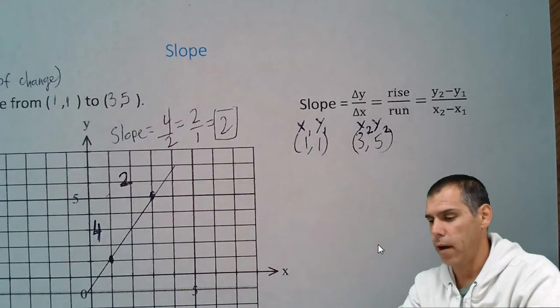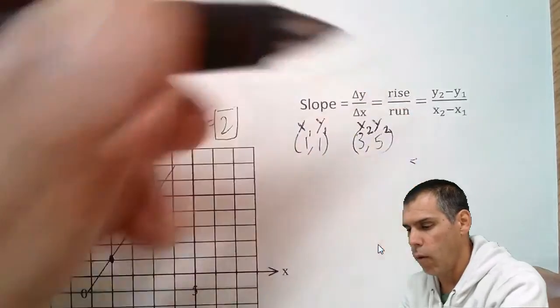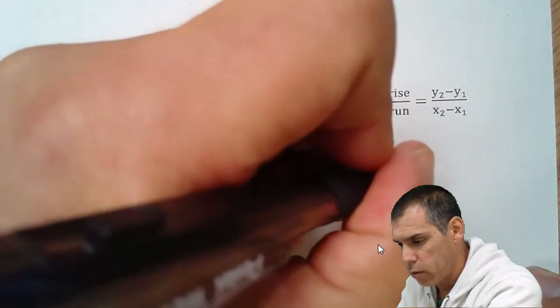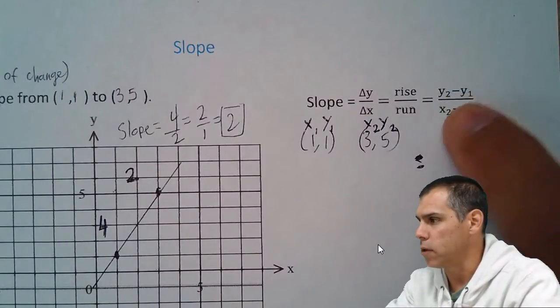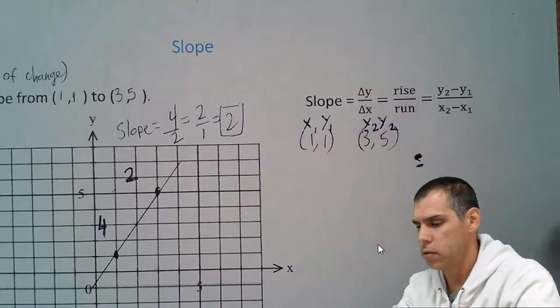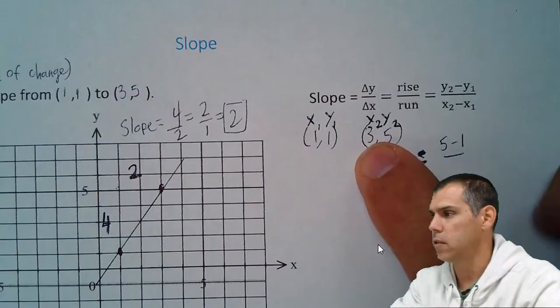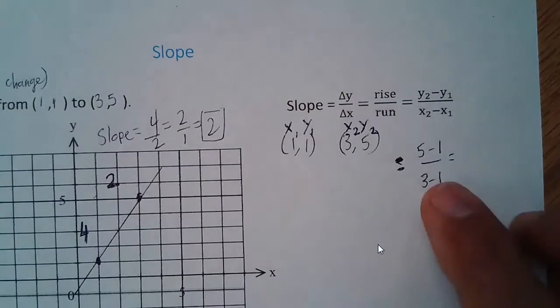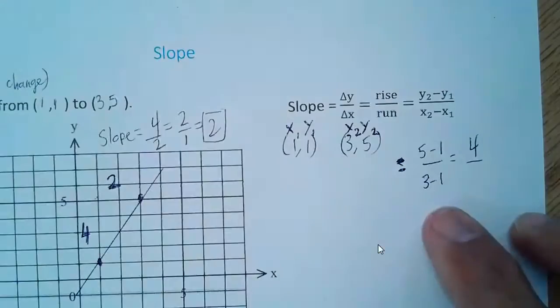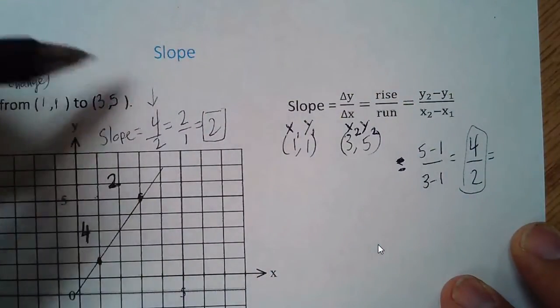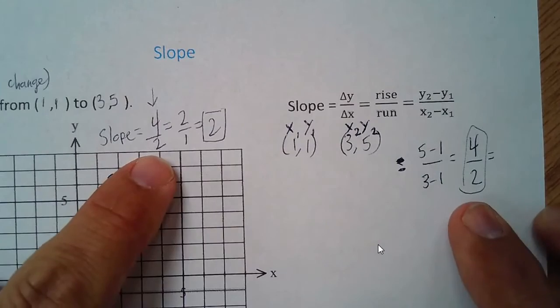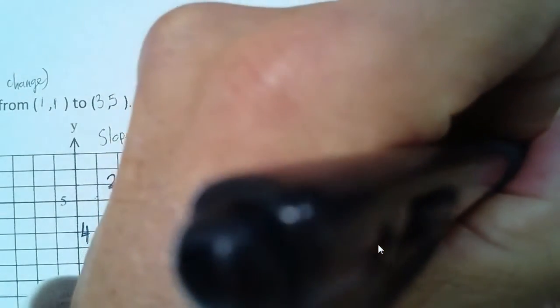So we have, let's see, y sub 2 minus y sub 1. So y sub 2 is 5 and y sub 1 is 1. So 5 minus 1. X sub 2 is 3 and x sub 1 is 1, so it'd be 3 minus 1 in the denominator. Now I have 5 minus 1 is 4 and 3 minus 1 is 2, and 4 divided by 2 is the same thing. See, those are the same. And that equals 2 over 1, which is 2.